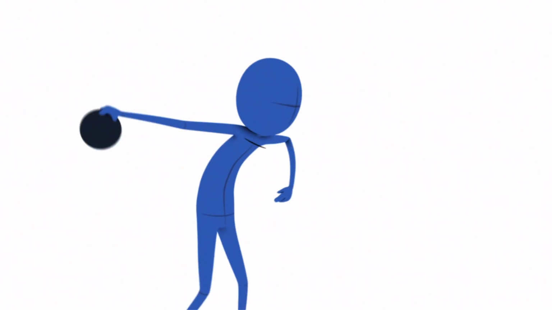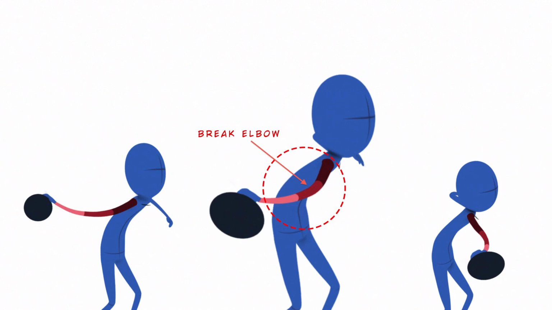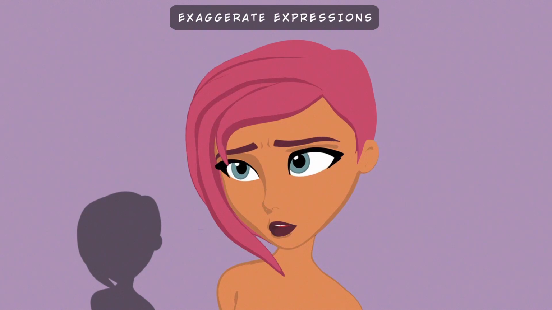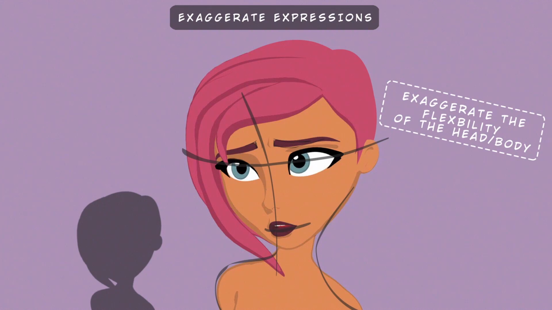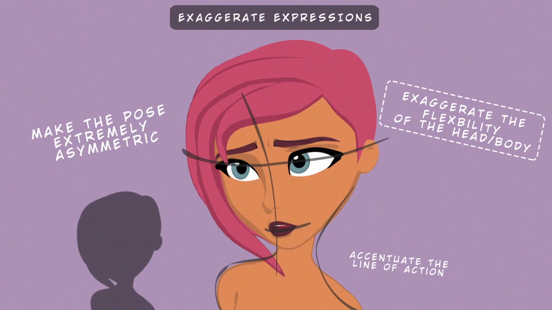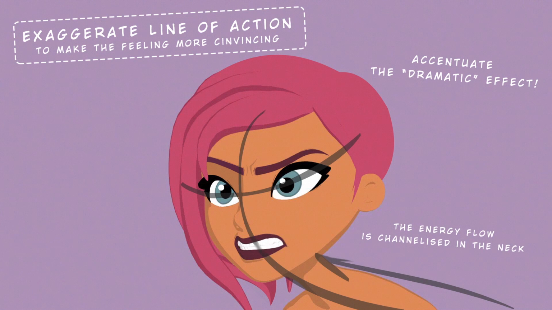You can also use it in breakdowns when you break a joint during an action. This is not reality, but it's an exaggeration of the arc that you will create with this movement. So this is a very clear example of how to exaggerate a movement. In expression, you can exaggerate the organic feel of the face, make it super flexible, exaggerate the asymmetry, exaggerate the length of action, just as for the body poses, to make the acting and the feeling more convincing.